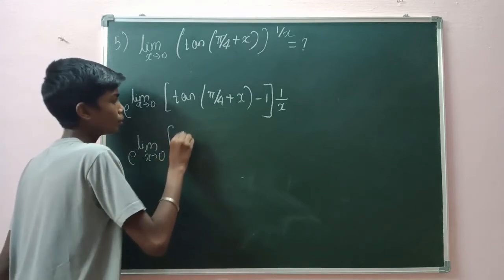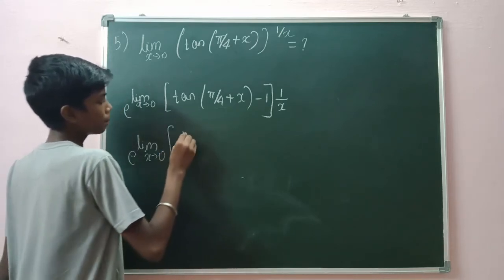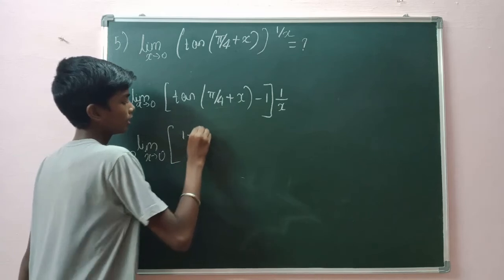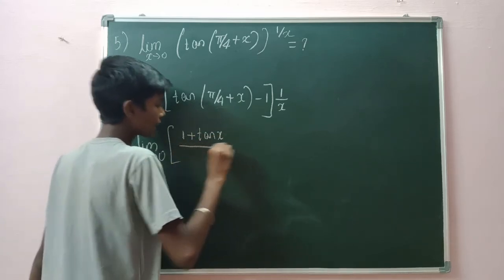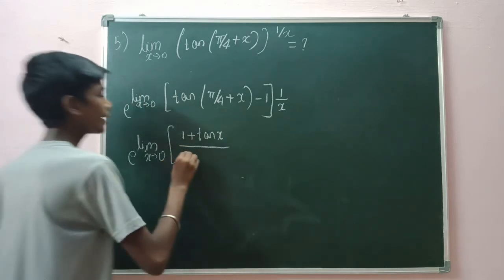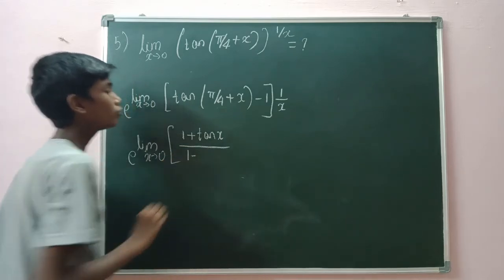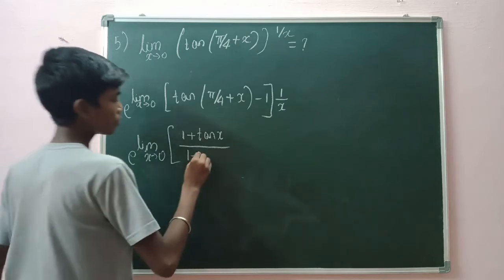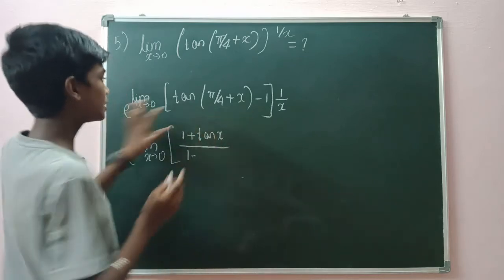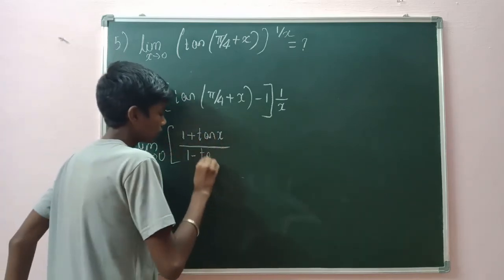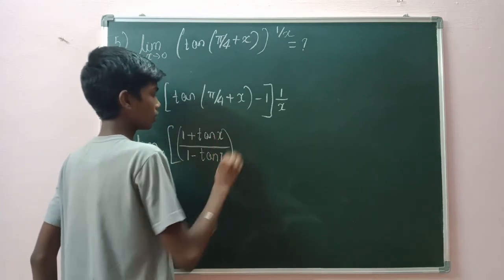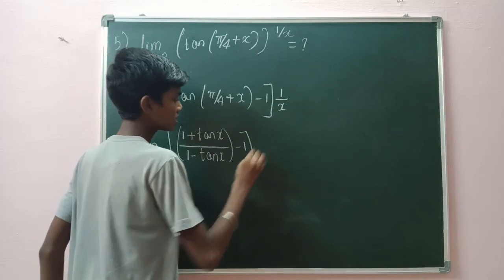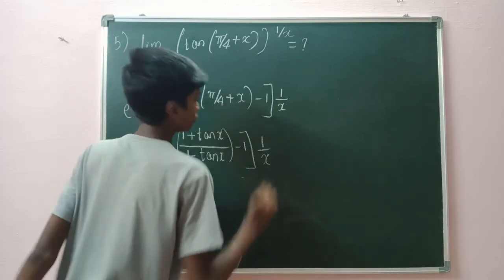Tan of pi by 4 will be 1. Then plus tan x divided by 1 minus tan a into tan b. 1 minus tan a will be what? Tan of pi by 4. Tan of pi by 4 is 1 only, so I don't need to cancel. Then into tan x. Then I can write this left out as 1 plus tan x divided by 1 minus tan x, and this is to the power of 1 by x.